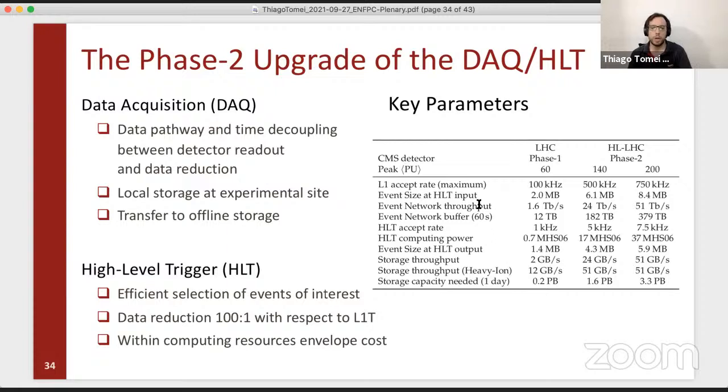I quickly want to share with you the key parameters here. Again, 750 kilohertz of level 1 output, which is the HLT input. The event network to build the event for the DAQ is going to be an astonishing 50 terabits per second. And the HLT output is going to be 7.5 kilohertz, and something like 50 gigabytes per second. So it's again a gigantic data acquisition system.